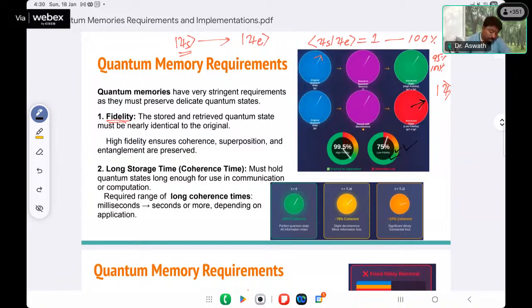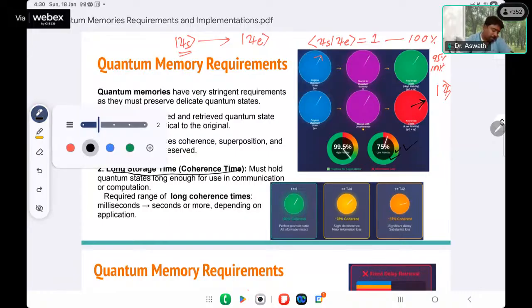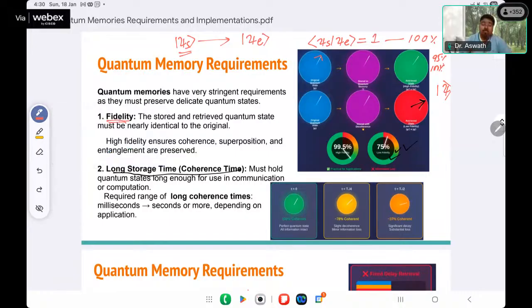So we usually expect a long coherence time, meaning a long time. It's like I toss a coin. Flight time, I expect a long flight time.